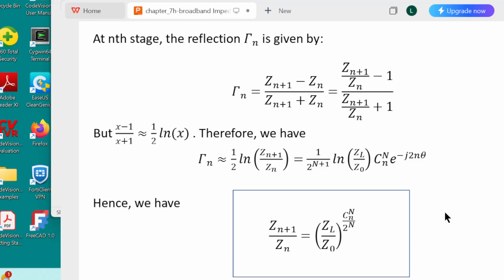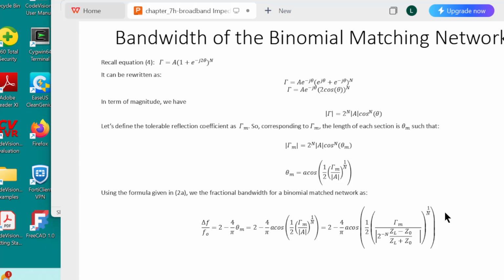Now, let's take a look at the fractional bandwidth for the binomial matching network. At least we want to know how much better we can get. So let's recall what we have learned from the formula. You can rewrite this formula by extracting e to the minus j theta out, and then you can see this is just 2 times cosine theta. This is what we get.